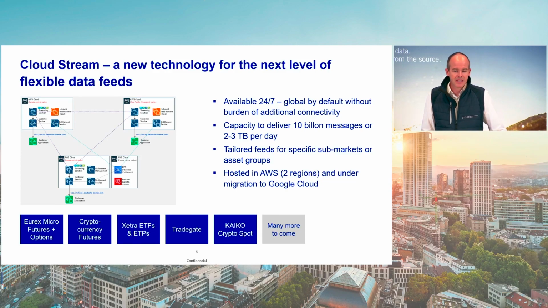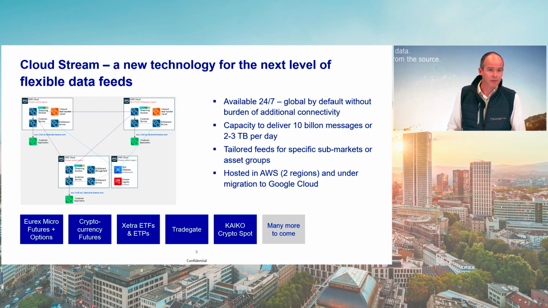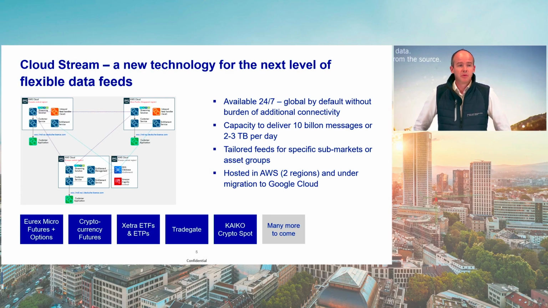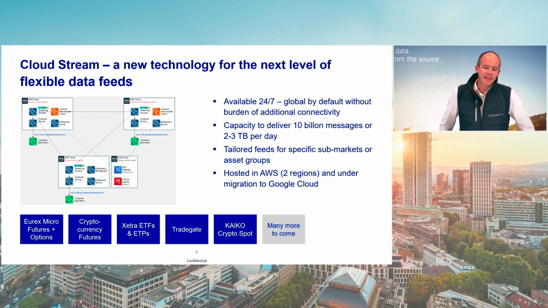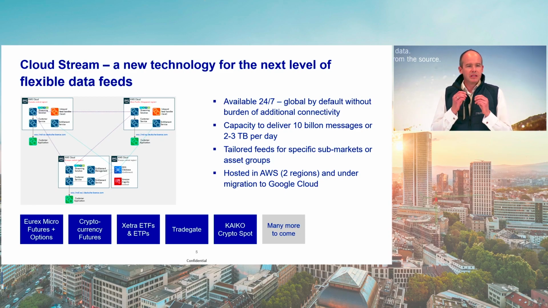So it was very easy for us to scale to a very high amount of data per day. So we have crypto data here, Kaiko data. And this data, if you get the full market, is 10 billion messages. 10 billion. That is much more compared to these crazy days in March 2020, and it's 2 to 3 terabytes per day, the whole day. That's crazy. But with a cloud environment, it's quite easy to scale up and down. And then what we have here are tailored feeds for specific submarkets or asset groups. We don't want to offer the big feeds. It's more tailored here.